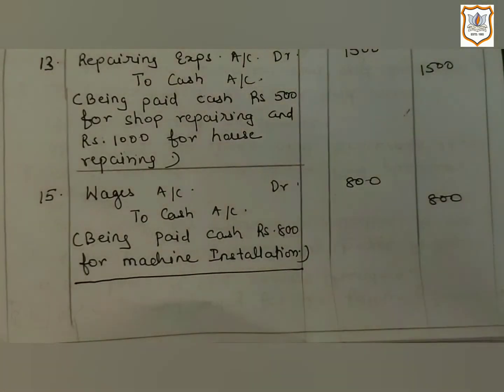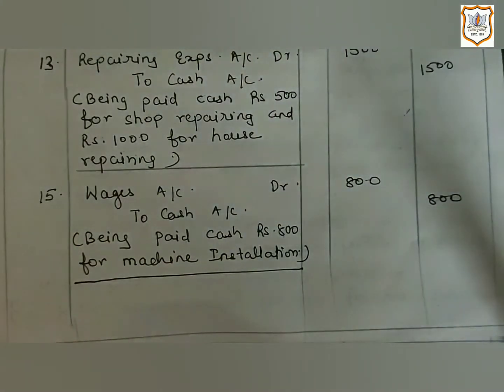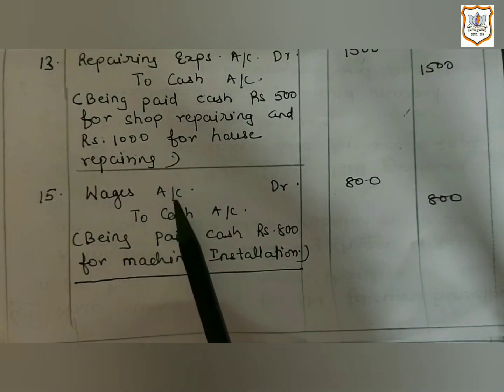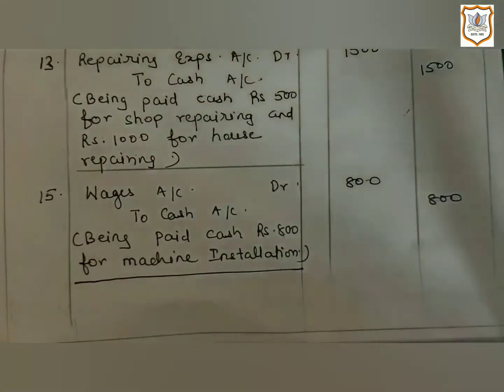So as we have studied, if an expense is paid at the time of purchasing the asset, or an expense which is related to the purchase of the respective asset, that will be added to the value of that respective asset. So here wages account should not have been debited. Let us see the rectified journal entry.